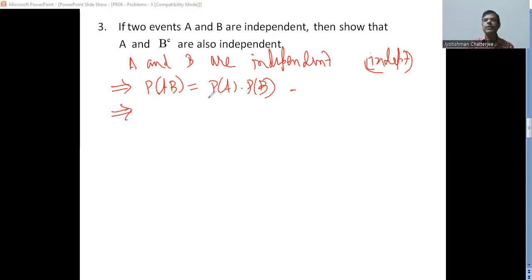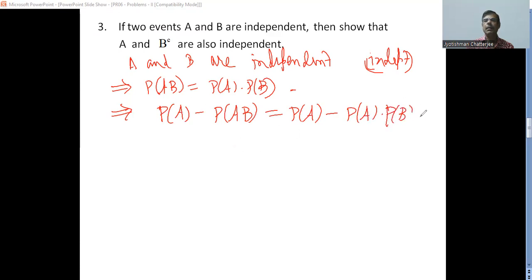That means I can subtract both sides from probability of A. If I do that, I get: the right hand side is nothing but PA. I can take common 1 minus PB, right? Let's see what is the left hand side.